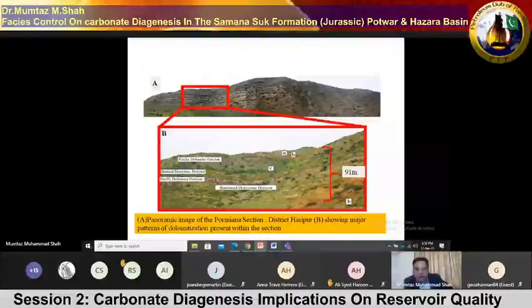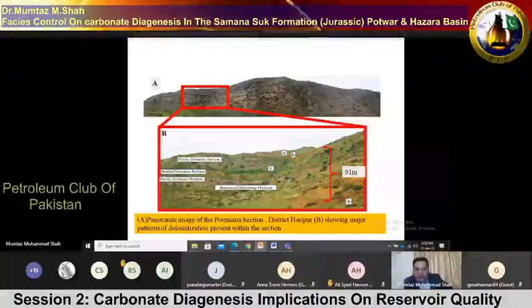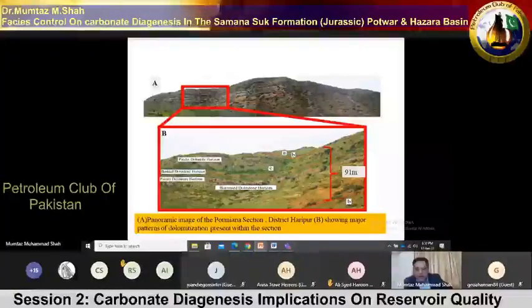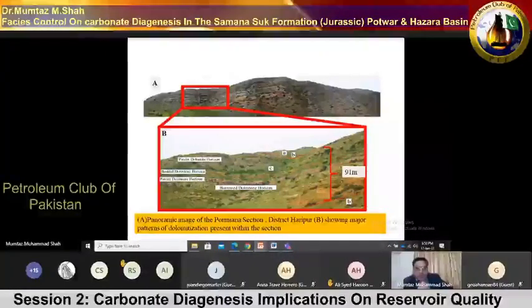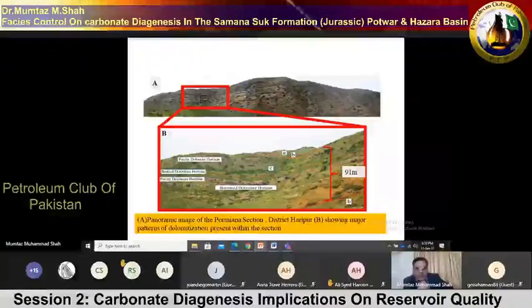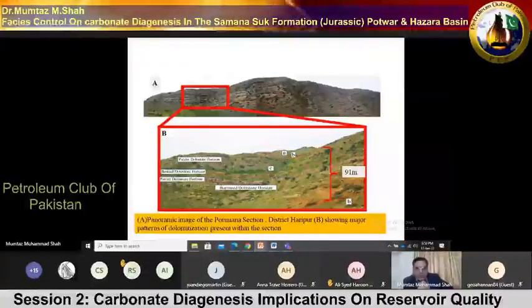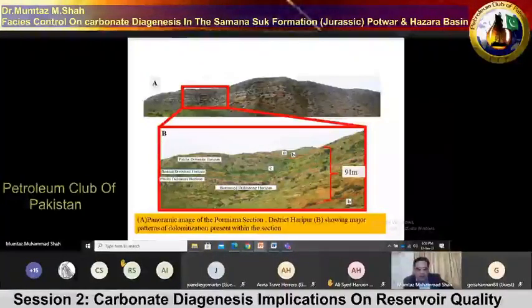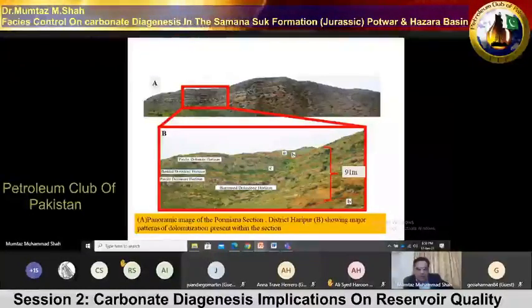Besides the dolomites, we have calcite filling veins that have been observed, which post-date these dolomite successions. They are acting as fracture filling, and in some cases they act as pore filling material as well. So various examples of calcite-filled cements can be observed as fracture filling phenomena.